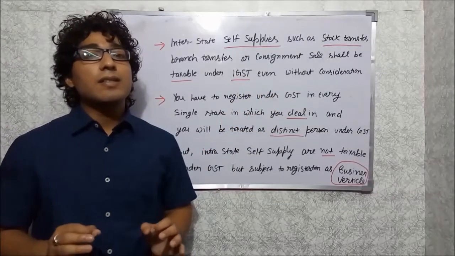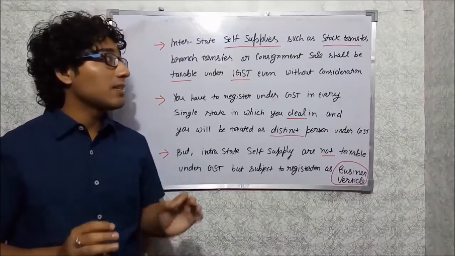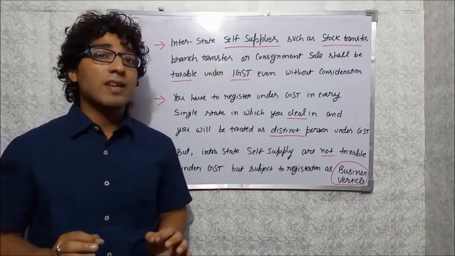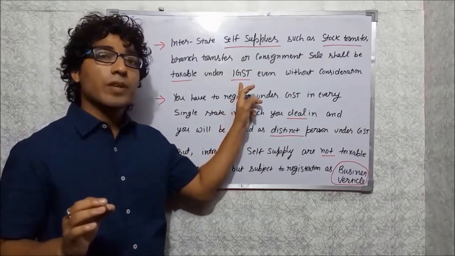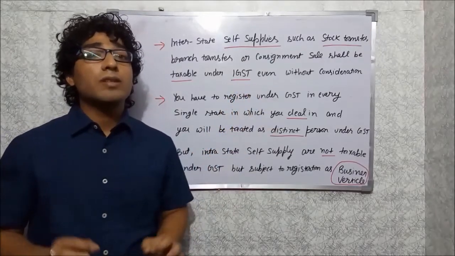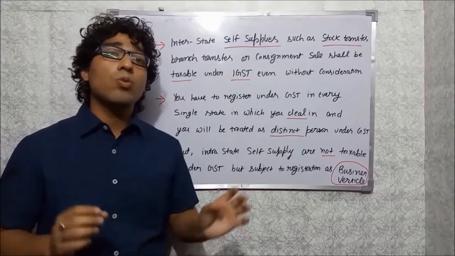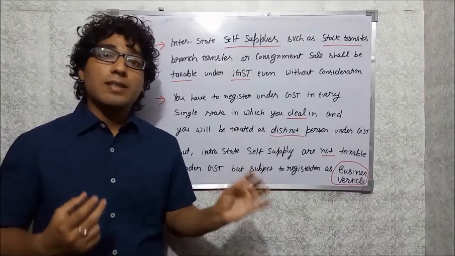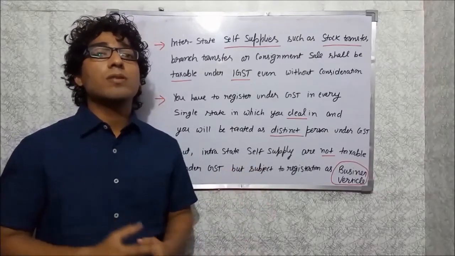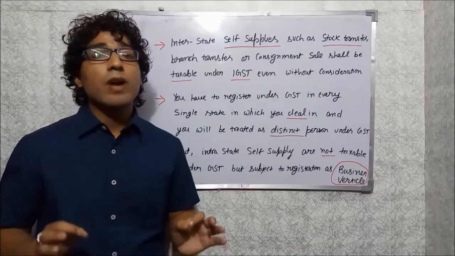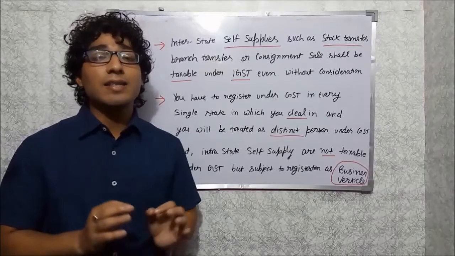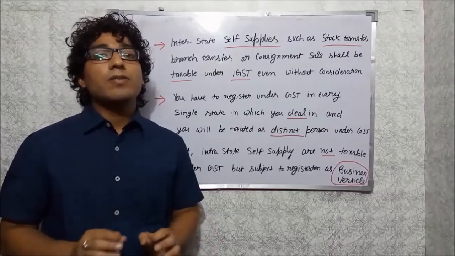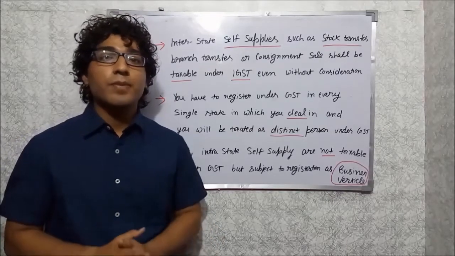Interstate self supplies such as stock transfer, branch transfer or consignment sale shall be taxable under the IGST Act even if made without consideration. Suppose you have two branches in different states and you are supplying goods without any consideration, is it taxable under GST? Yes, it is taxable under the IGST Act even if it is without any consideration.